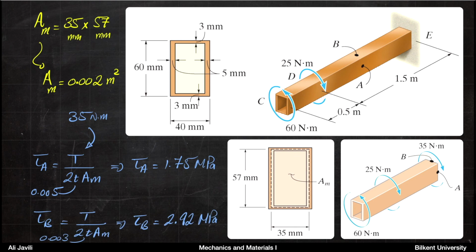Now you do the same thing for B. The formula is the same: torque divided by 2 times thickness times AM, but now the thickness is 0.003 because point B is located on top of the member, and the thickness of that part is 3 millimeters. If you do that, you calculate tau B equals 2.92 megapascal. That is it. That's what you were asked to calculate, the average shear stress at A and B.